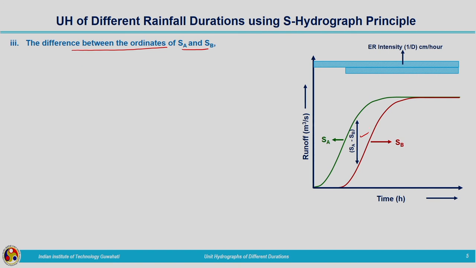What is S_A minus S_B? That S_A minus S_B is G(t) minus G(t minus T). So, you look at the figure, you can understand that S_A minus S_B is nothing but the response due to this effective rainfall pulse, which is acting for a duration of T hours. Effective rainfall of intensity 1 by d centimeters per hour acting for a duration of capital T hours is represented by S_A minus S_B. S_A is the response from the catchment when it is acted upon by an effective rainfall having an intensity 1 by d centimeters per hour acting for an indefinite period, and S_B is the response from the catchment from an effective rainfall of 1 by d centimeters per hour, which is started with a delay of capital T hours, but it also continues indefinitely.